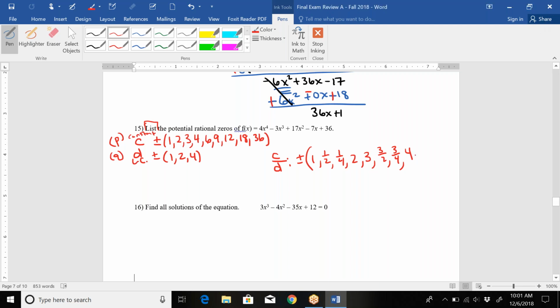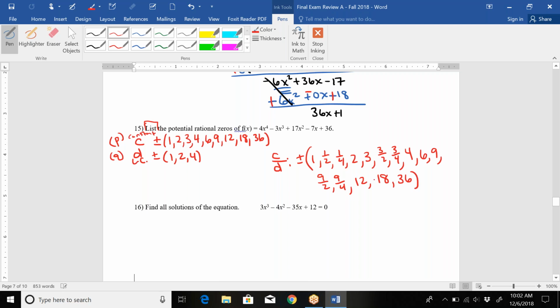Then we want to do 6 over 1. 6 over 2 is 3. 6 over 4 is 3 halves. 9 over 1 is 9. 9 over 2 is new. 9 over 4 is new. 12 over 1. 12 over 2 is 6, which we already have. 12 over 4 is 3. We already have that. 18 over 1 is new. 18 over 2 is 9, which we already have. 18 over 4 reduces to 9 halves, which we already have. And then 36 over 1, 36 over 2 is 18, 36 over 4 is 9.